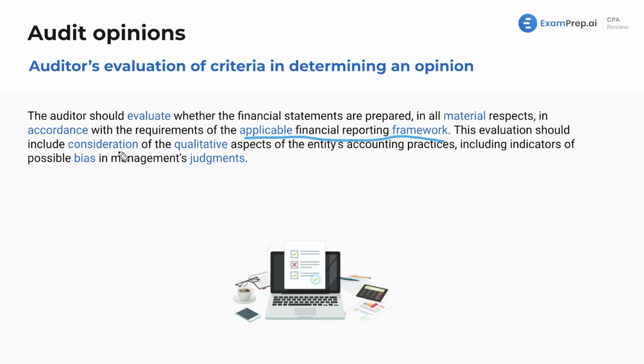This evaluation should include consideration of the qualitative aspects of the entity's accounting practices, including indicators of possible bias in management's judgment. That's crazy, right? No, there's no bias. Everyone's always objective and factual and truthful all the time. I don't know what they're talking about.